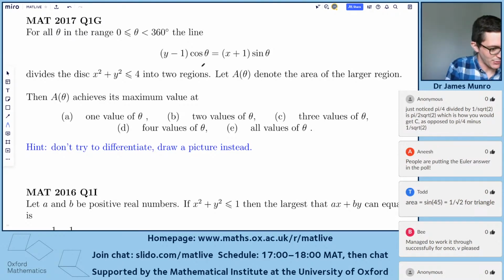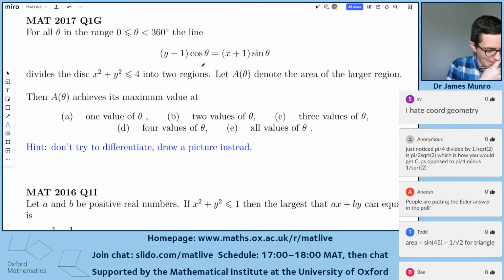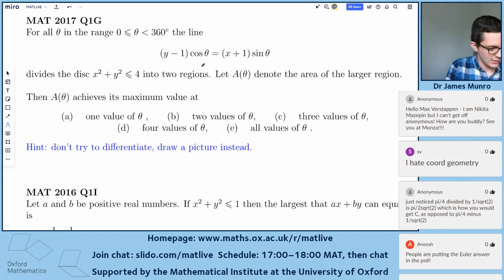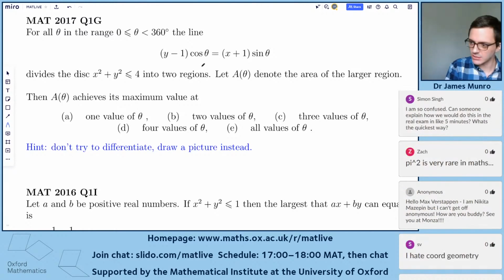Right, cool. People hate coordinate geometry. Cool. Brilliant. Okay. Good. How will we do that in 5 minutes? So doing that in 5 minutes would be, I guess, a bit of a rush to get things done in time. But you know, we could have a go.